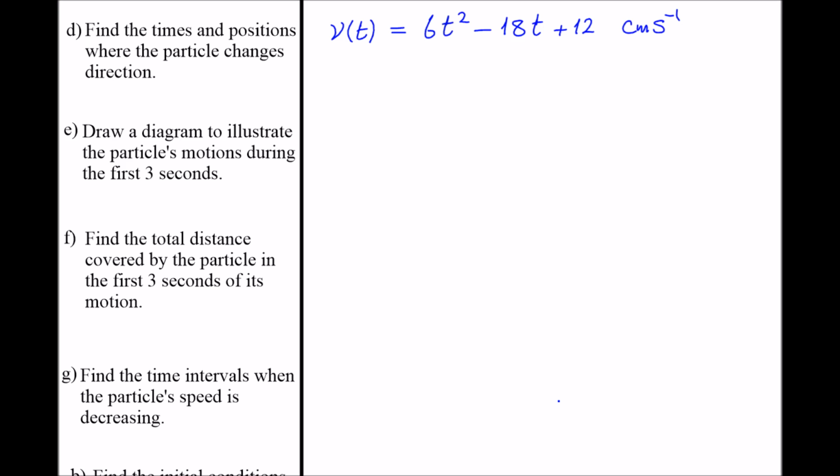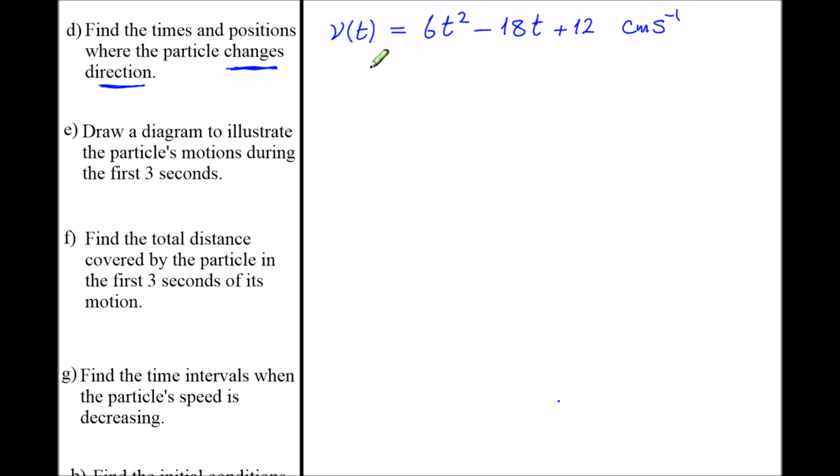Part D asks us to find the times and positions where the particle changes direction. Now, for the particle to change direction, it had to stop. And stopping means the velocity is equal to 0.